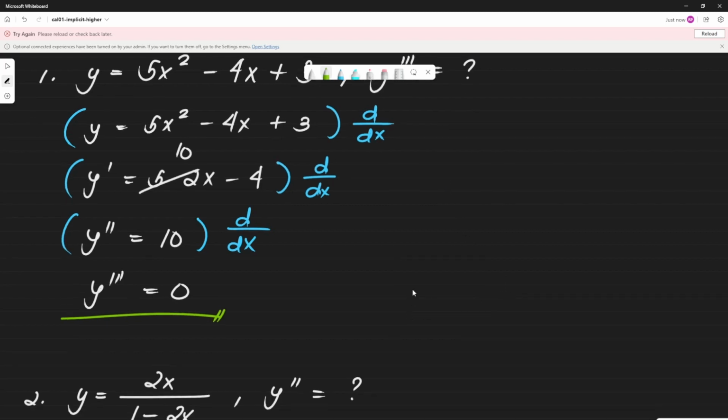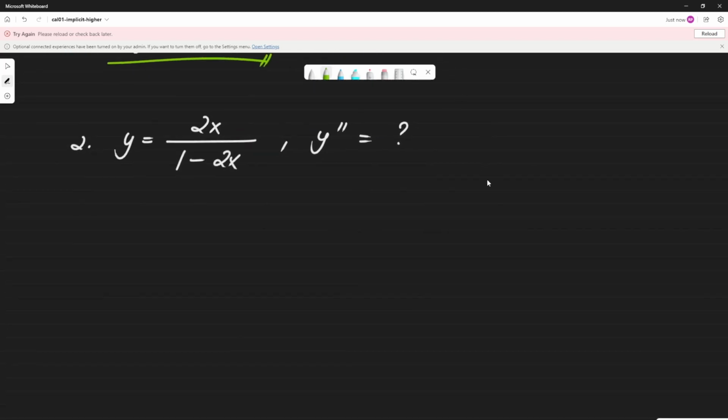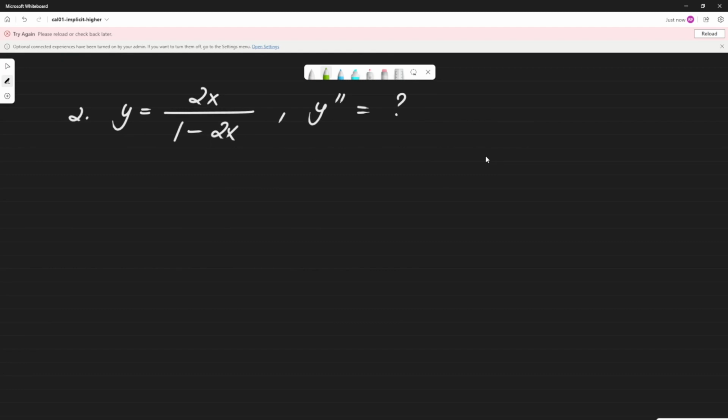Okay? Next, no? So, we'll have y is equal to 2x over 1 minus 2x. Then, we are asked to find what is the second derivative. So, kopyahin lang natin. Then, let's get the derivative. So, how do we get the derivative of a fractional function? No? So, fractional functions ang tawag dyan, ha? Ayan. So, how do we get the derivative? Diba that's the quotient rule.